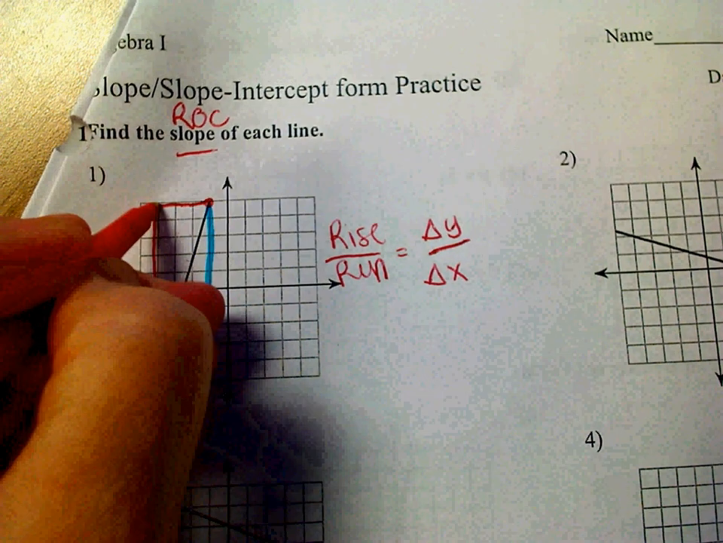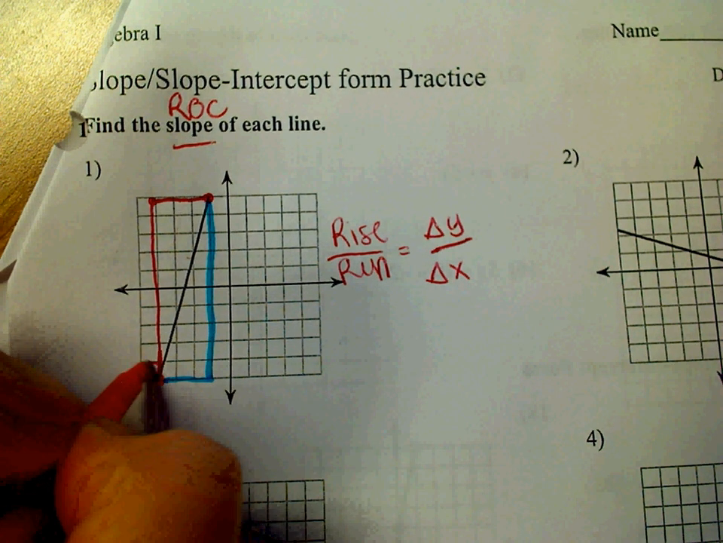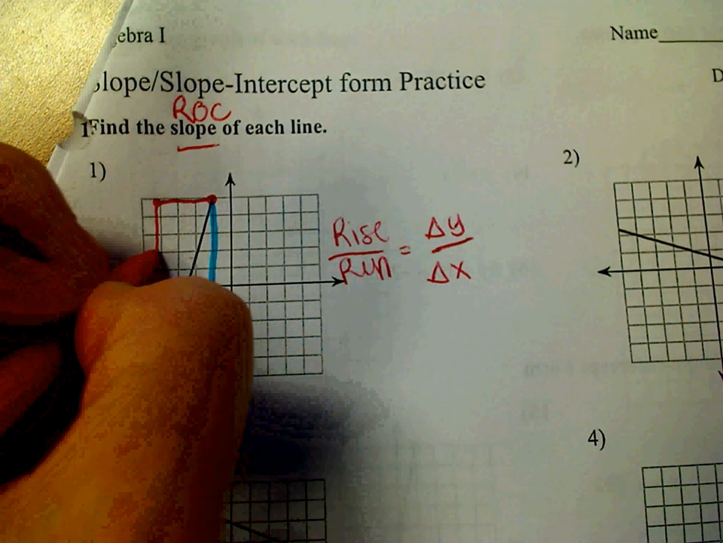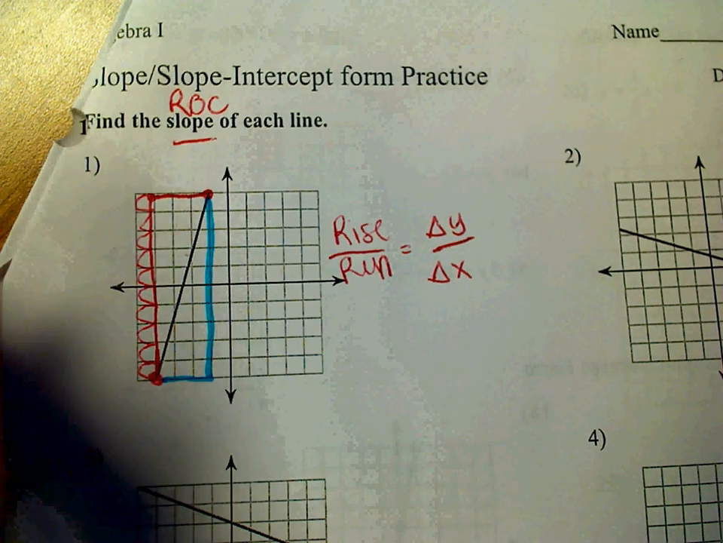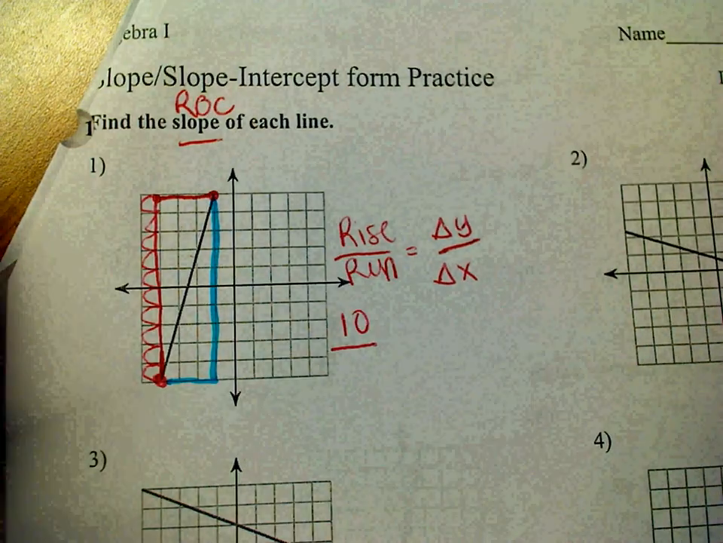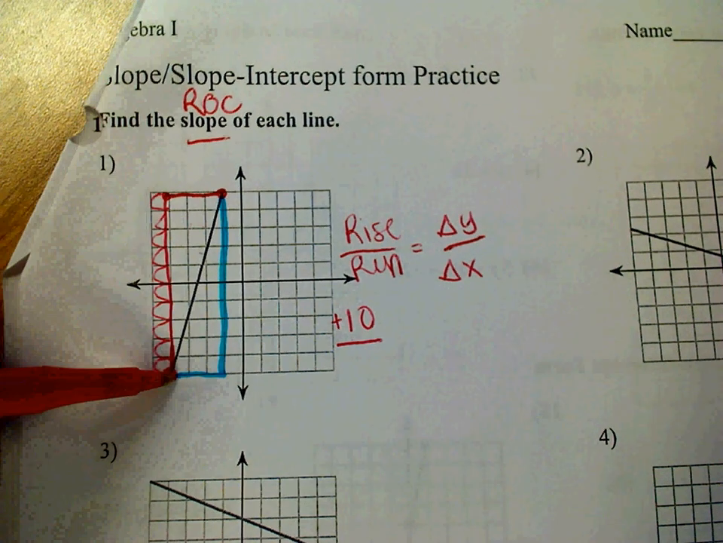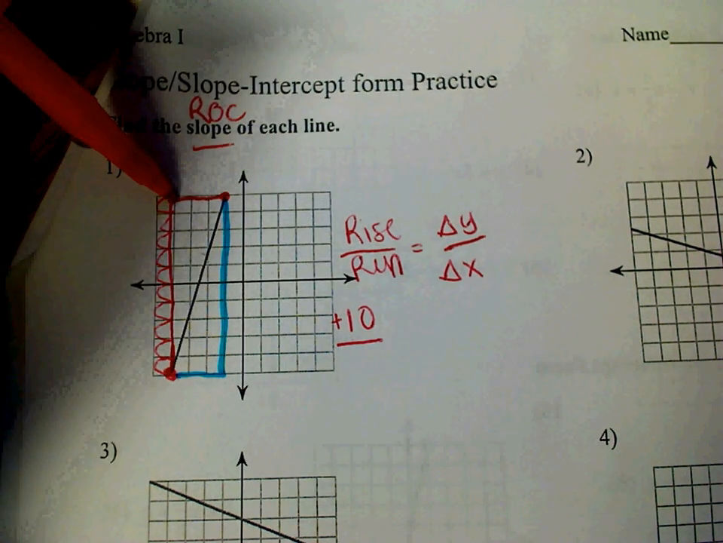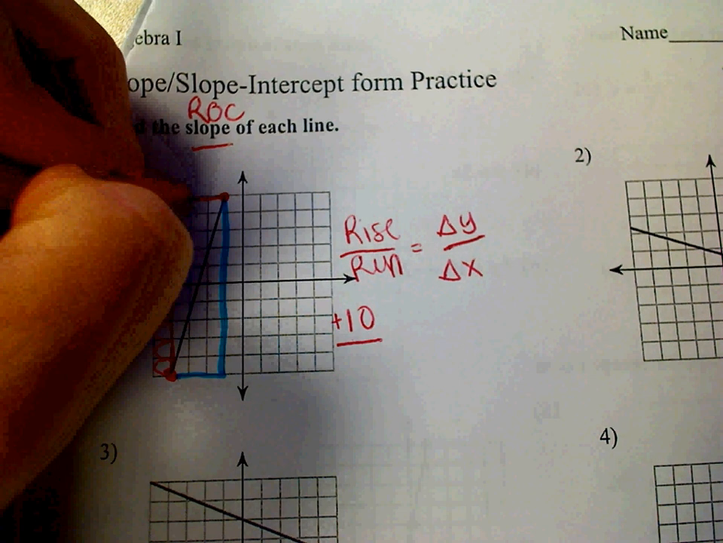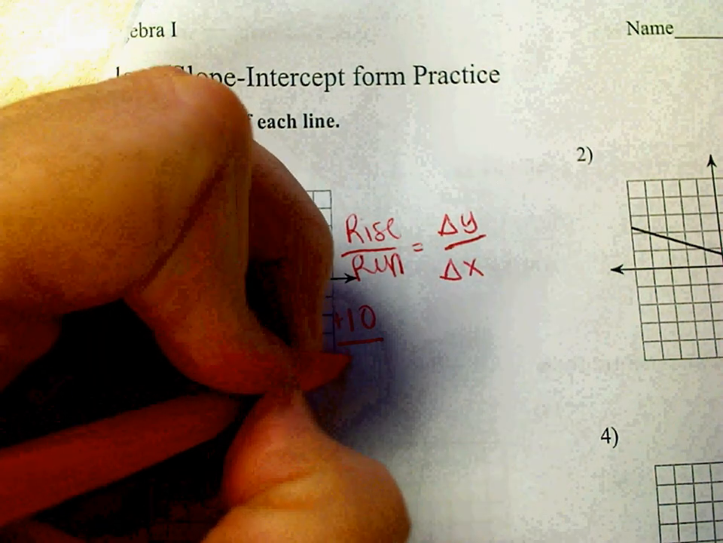I'm going to start by going up 1, 2, 3, 4, 5, 6, 7, 8, 9, 10. So I went up 10, so my rise is positive 10. I went from here up 10, and now I need to switch directions to go to the right 1, 2, 3 times. So I went 3 to the right, so that's a positive 3 on the bottom.